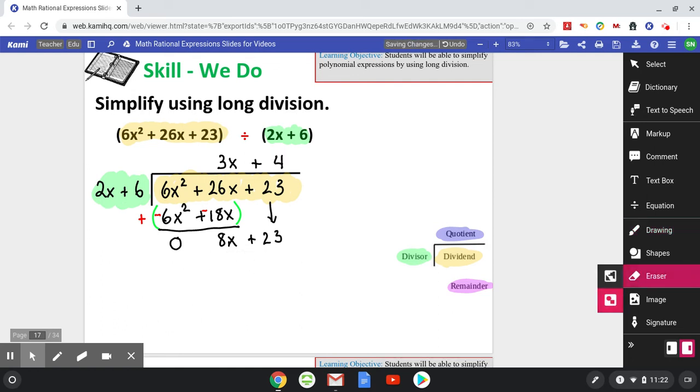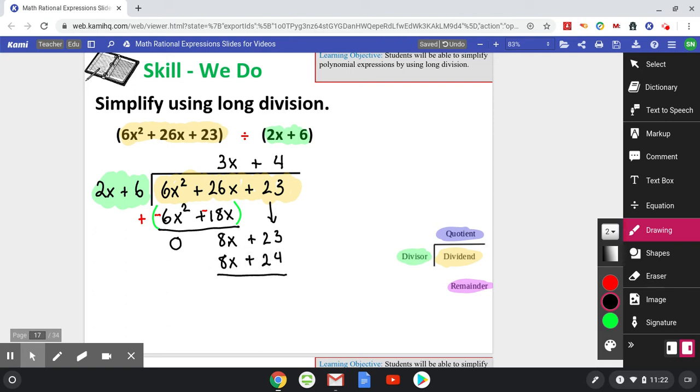Now that I have that 4 on the quotient, I will multiply that times the divisor. 2x times 4 would give me 8x. 6 in the divisor times that 4 is 24. Place the parentheses. Negative on the outside means change everything inside to the opposite sign. So the positive 8 becomes negative, the positive 24 becomes negative. Change this to a positive. 8x minus 8x is 0. 23 minus 24 is negative 1.